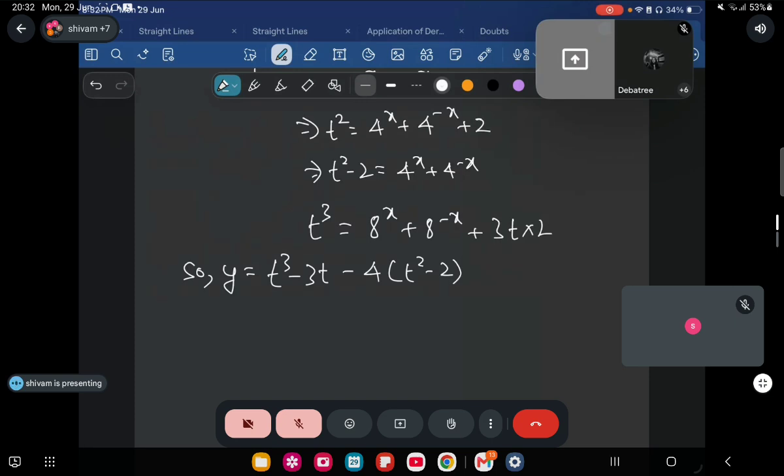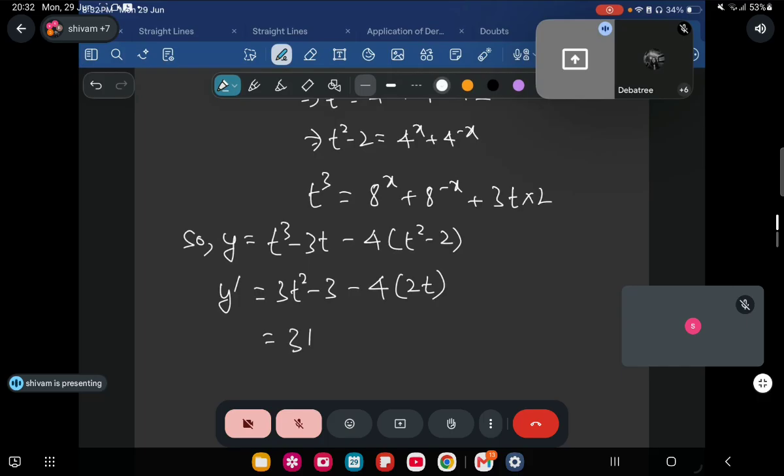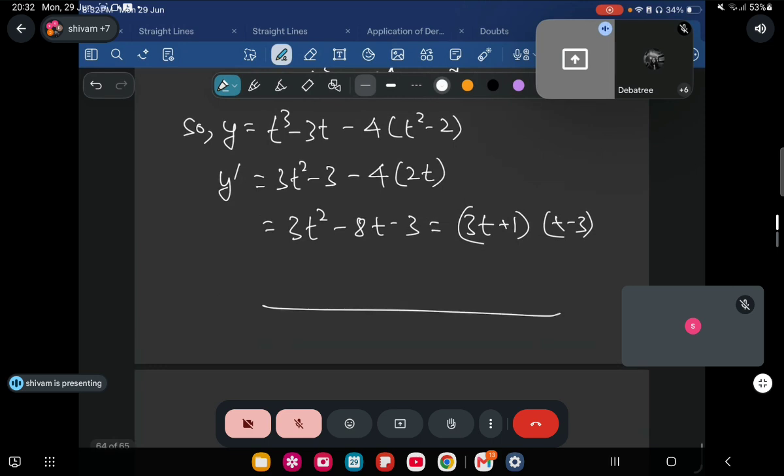So over here, y is equal to this. y dash will be equal to 3t square minus 3 minus 4 into 2t. What will we get? We'll get 3t square minus 8t minus 3. We can factorize it. This will become 3t plus 1 into t minus 3. Critical points are minus 1 by 3 and 3. Right, Sarthak, are you getting? This is how the quadratic is going to look.